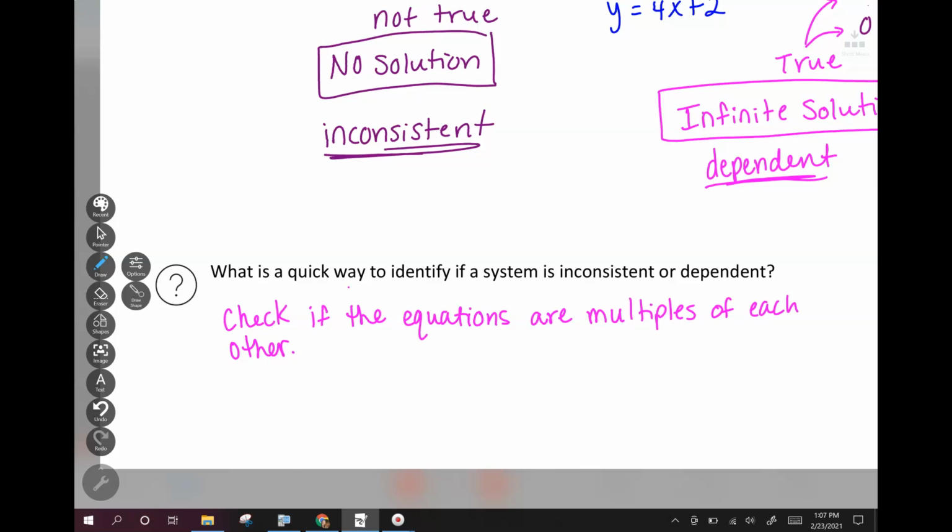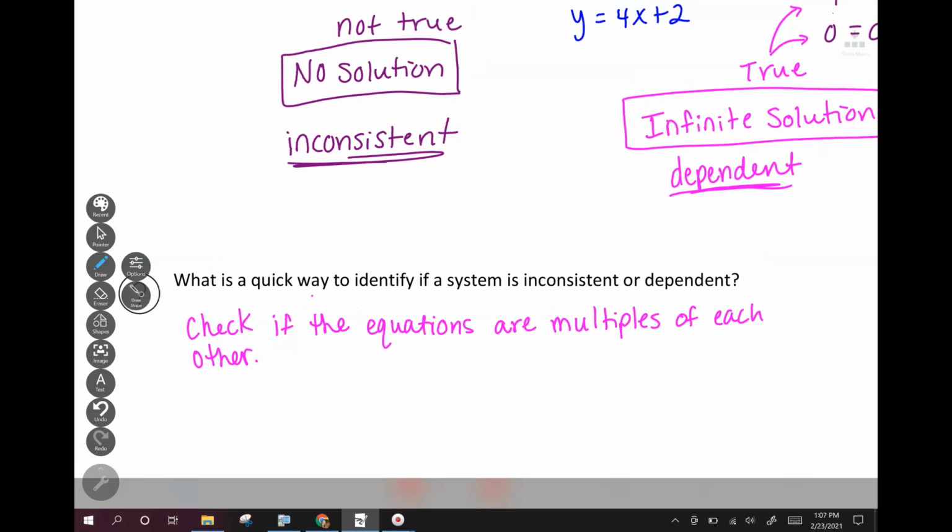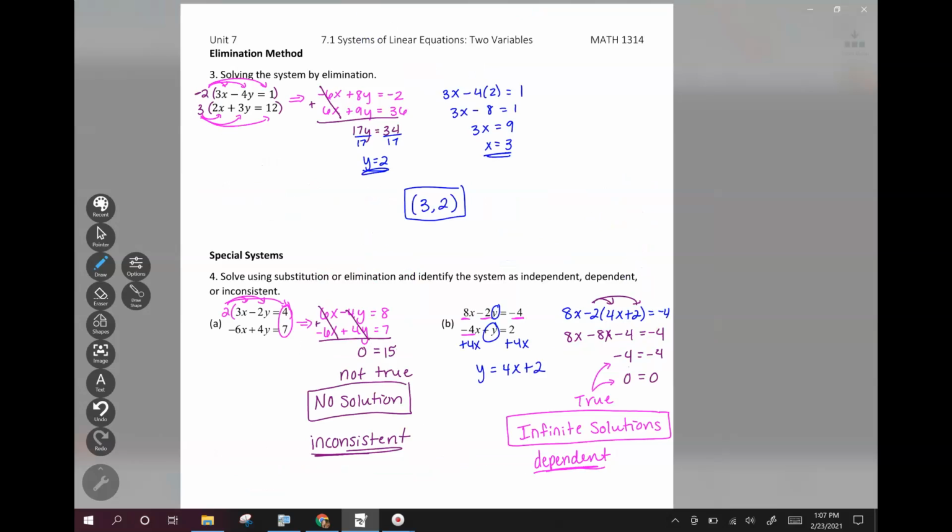Okay, if they're multiples of each other all the way across, that's going to be your infinite solutions, your dependent system. If they're multiples almost all the way across, but not including the constant, then that's going to be inconsistent, no solution. All right, that's it for 7.1.